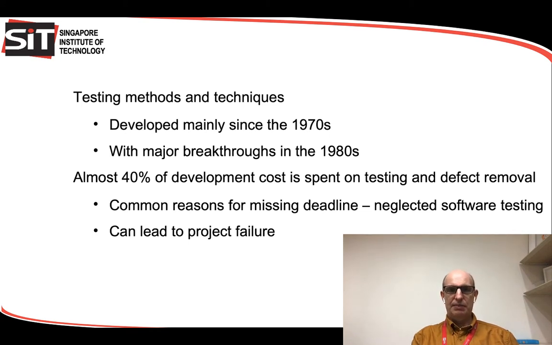It's big business, it's big money. Around about 40% of development costs, it says here, is spent on testing and defect removal. It's probably more than that because most people do some testing and defect removal as they go along. It's also, I think, the number one reason for missing a deadline. When the developers don't get their software working in time, or don't get it to the customer in time, it's usually because they didn't test things properly. Often it's because they didn't plan things properly either.